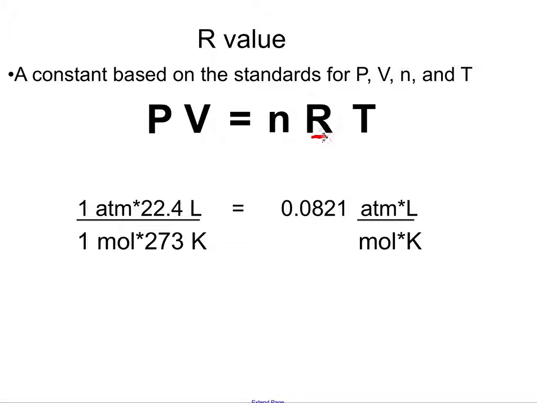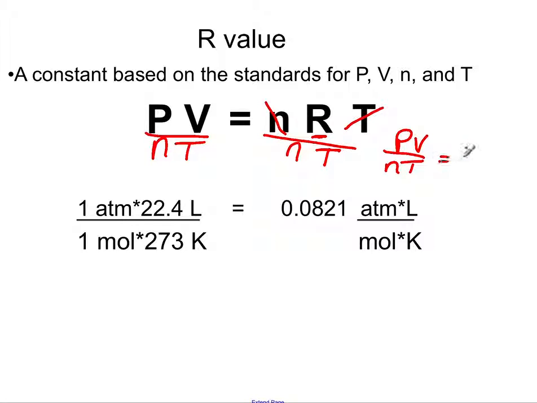If we were to use basic algebra and try to get R alone over here, we want to get N and T out of the way. So we divide through by N. Whatever you do to one side, you do to the other. You want to get T out of the way, so you divide through by T. So we actually have an equation now, PV over NT equals R. All we did was get R alone.